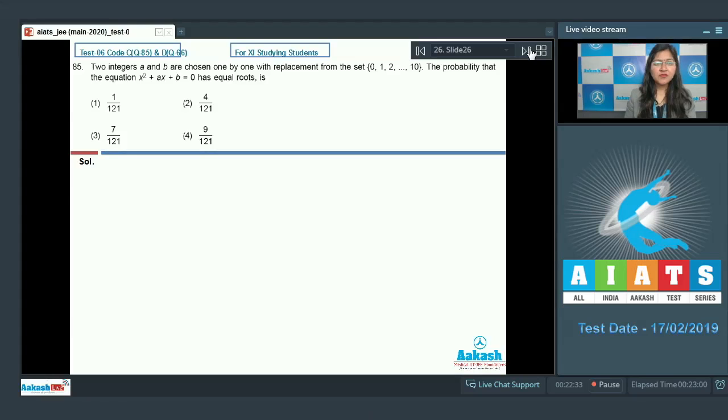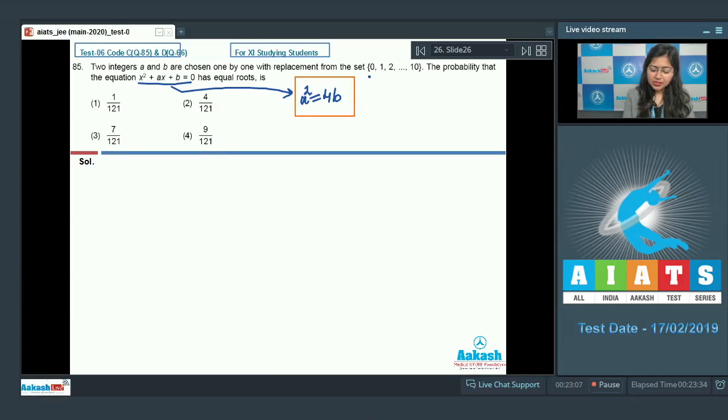Next is question number 85, which says that two integers a and b are chosen one by one with replacement from the set 0, 1, 2 up till 10. The probability that the equation x square plus ax plus b equal to 0 has equal roots is. Now, for this equation to have equal roots, discriminant D should be equal to 0. That is, a square minus 4b equal to 0, or we can say that a square is equal to 4b. This is the condition that we have to satisfy.